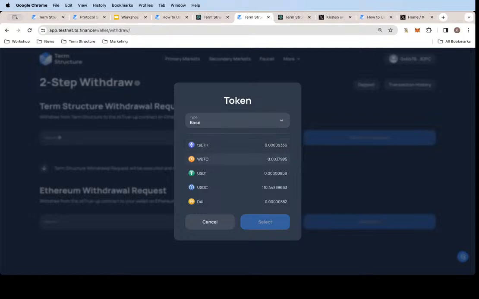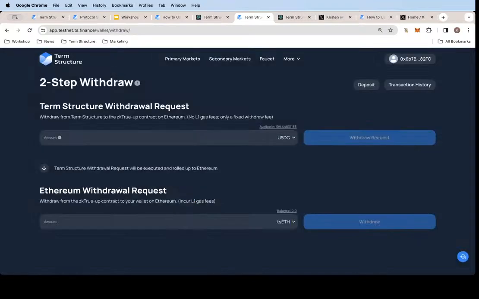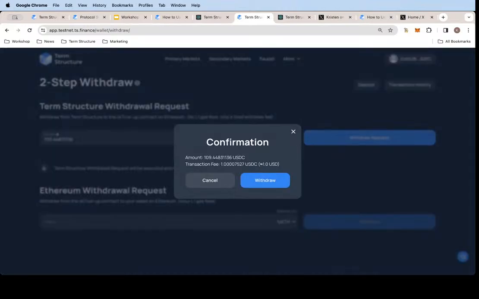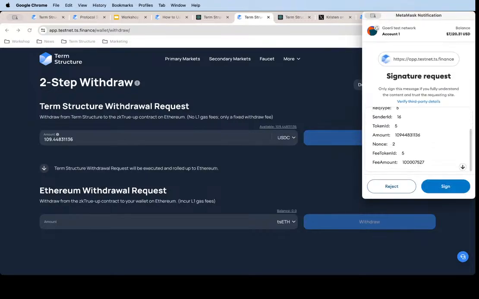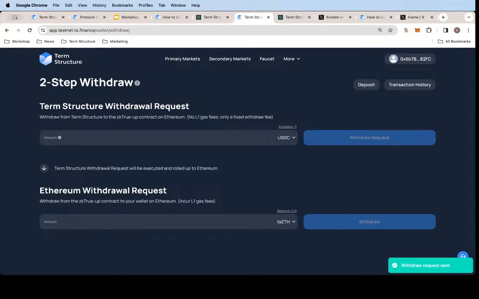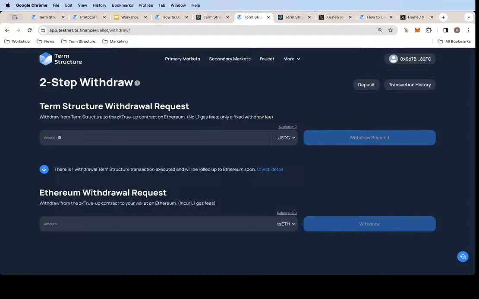So please choose what tokens you would like to withdraw. For instance, I would like to withdraw USDC, and I'll just click select. And I'll choose this available amount here. And I'll just click withdraw. And as you can see, there will be a transaction fee indicated here. So it's around $1. And please click withdraw. And click sign to proceed. And you will be able to see this message that says there is one withdrawal transaction executed and will be rolled up to Ethereum soon.